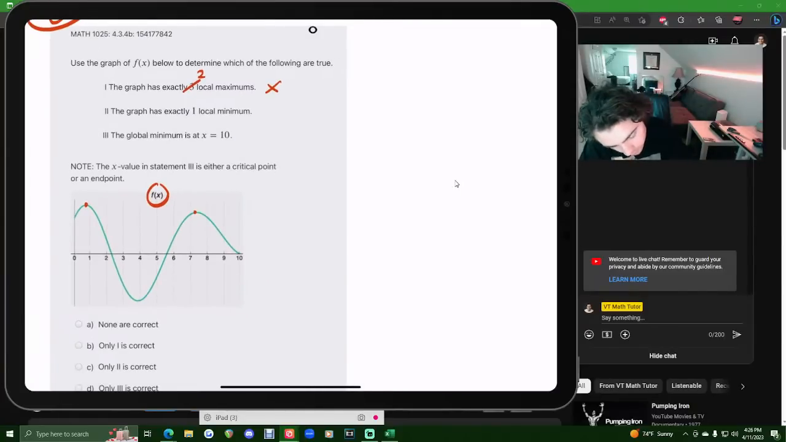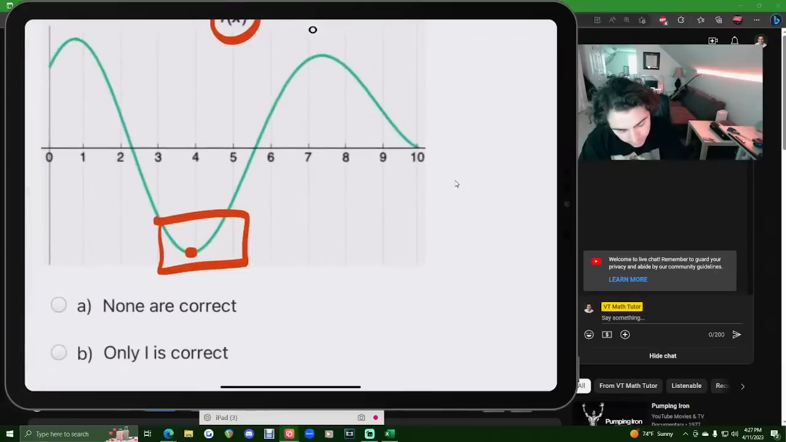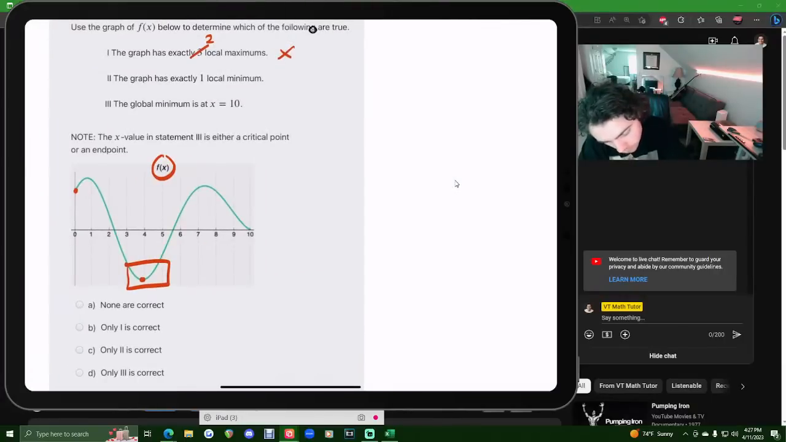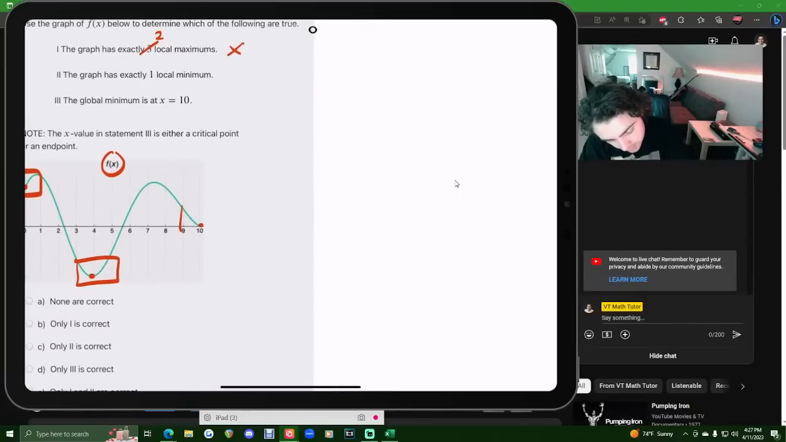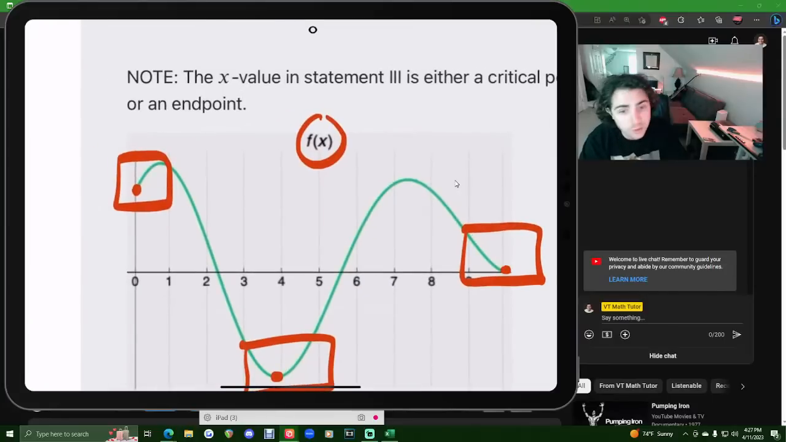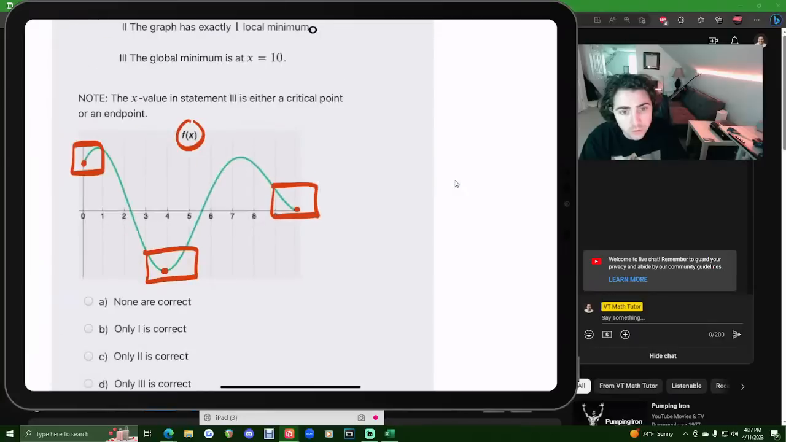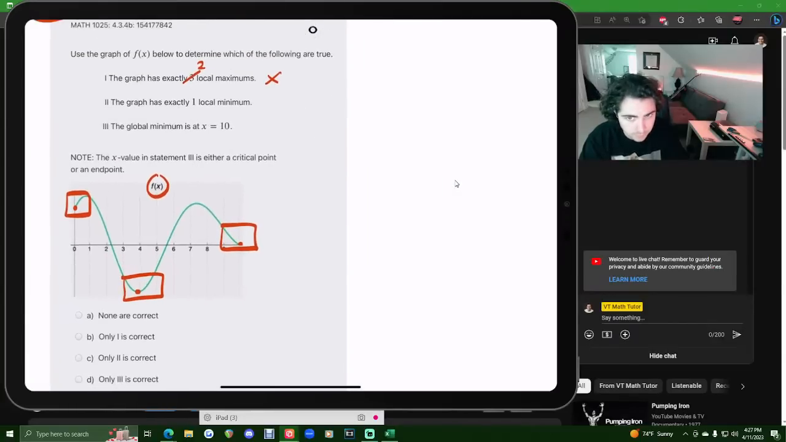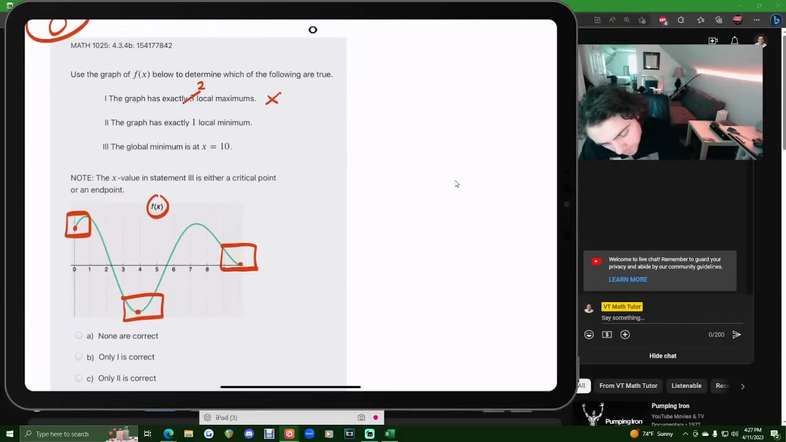Number 2, the graph has exactly 1 local minimum. Now, for a local minimum, it's the opposite idea. It has to be the lowest point relative to points around it. But they will also consider endpoints as local minimums, as long as if you put a little box around those points, those points are still the lowest points on the function in that little box, then that will be a local minimum. So this graph has exactly 3 local minimums by their definition. I do not agree with their definition, but that's how they will define it. So 3 local minimums, so that is false.